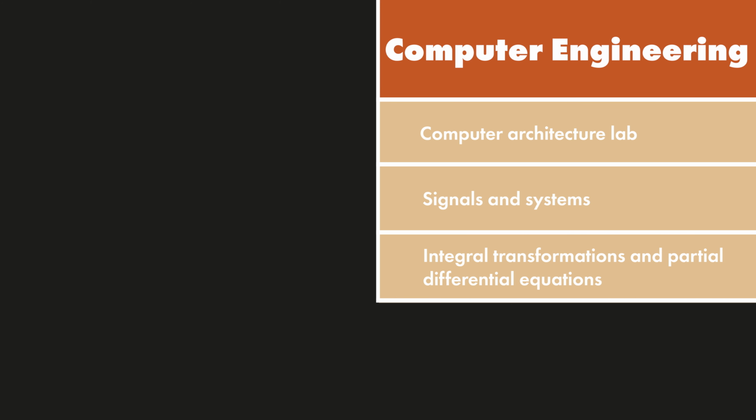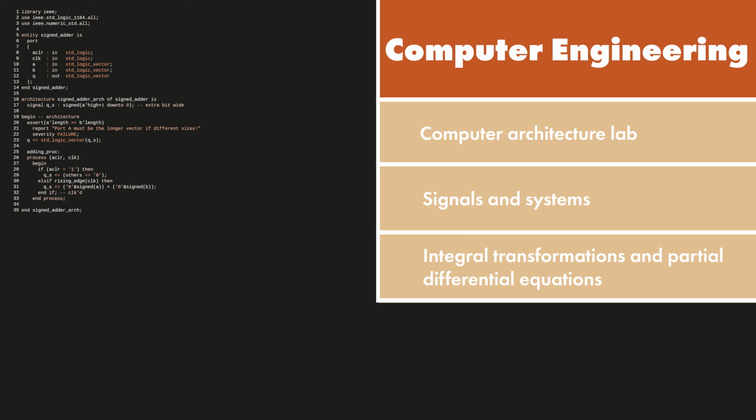But if we now look at computer engineering, we'll see the opposite. There is a lab course for computer architecture, where you will learn how to implement processor components in a hardware description language, for example VHDL.